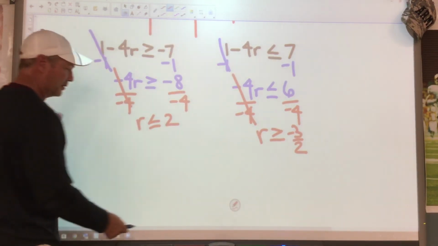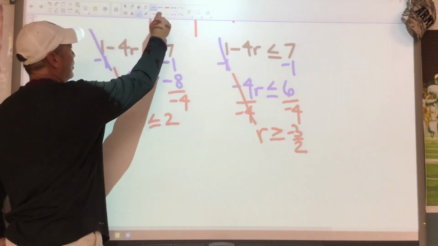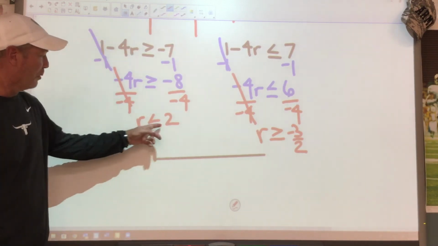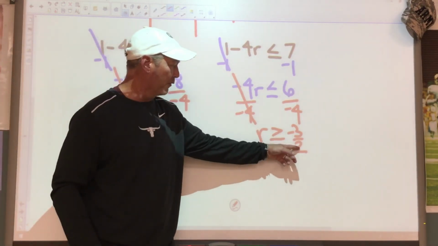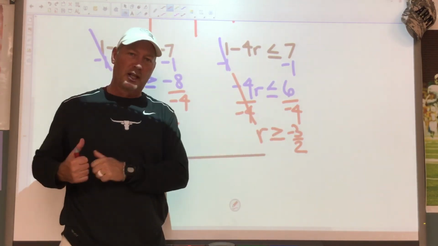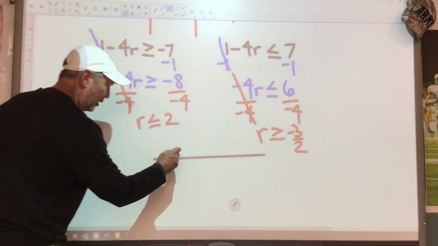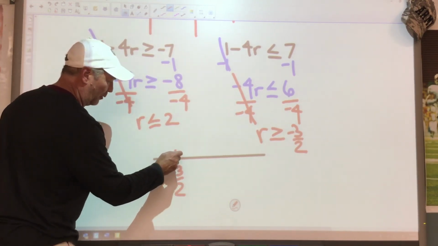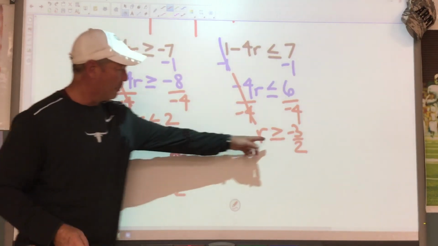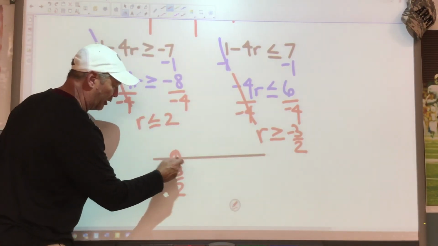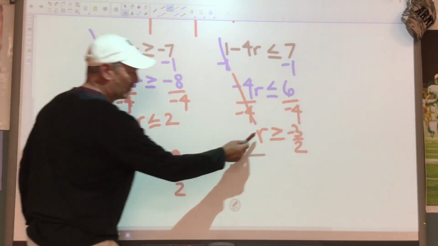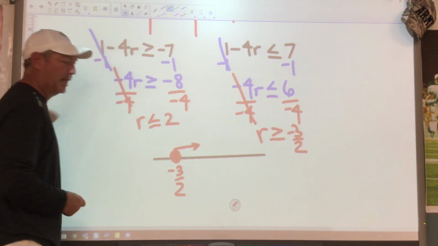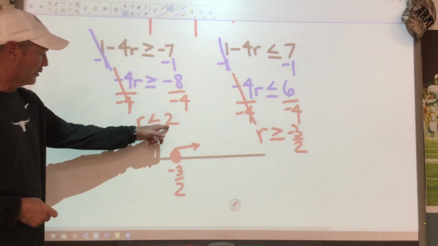Now we have to graph this. My graph is going to look like this. Who's smaller, 2 or -3/2? The smaller guy always goes to the left on the number line. So we're going to be here at -3/2 on our number line. We're going to put a circle. There's a bar underneath, so we're going to close it in. We're going to color it in. This says r is greater than, so we're going to go to the right, where they get greater, they get bigger. Here's our +2.